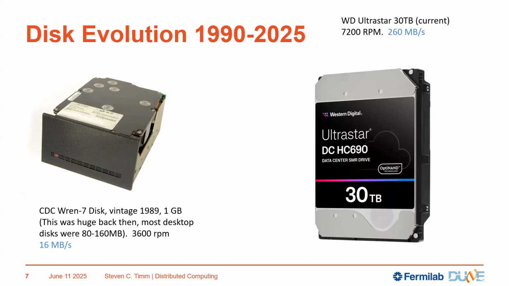Now the Western Digital UltraStar, which is not the biggest, but close to the biggest magnetic disk you can buy, holds 30 terabytes on one disk, but only maybe 260 megabytes per second of throughput out of one drive. So again, it's a factor of order 10 to the 5 bigger, but only maybe 100 times faster or so.